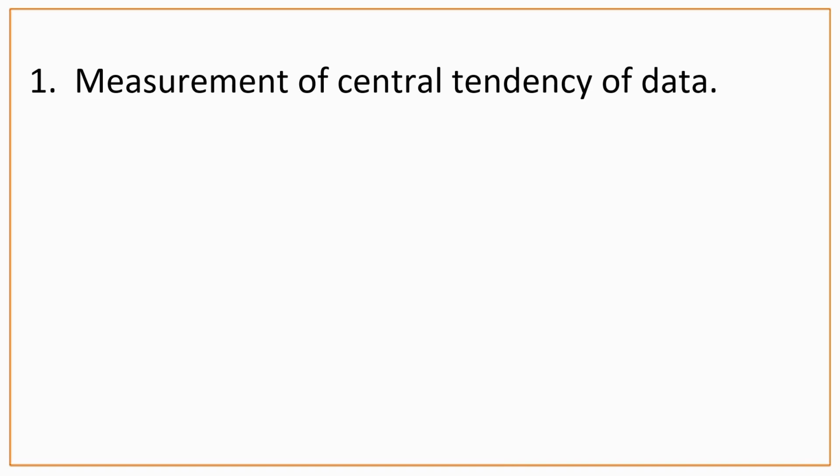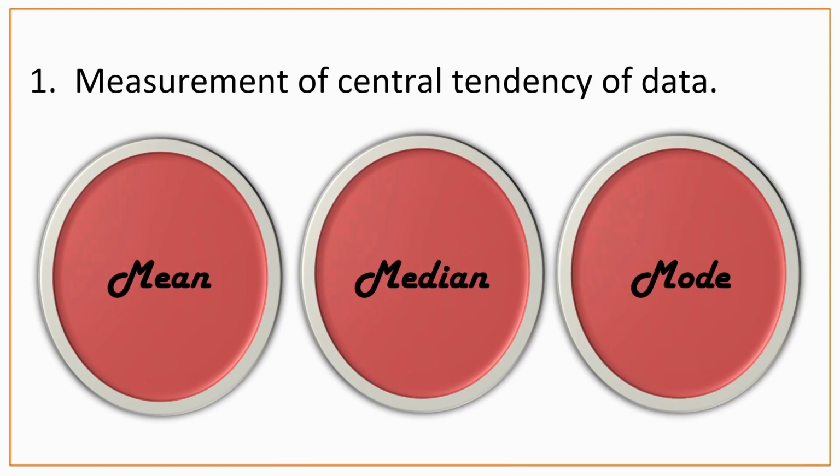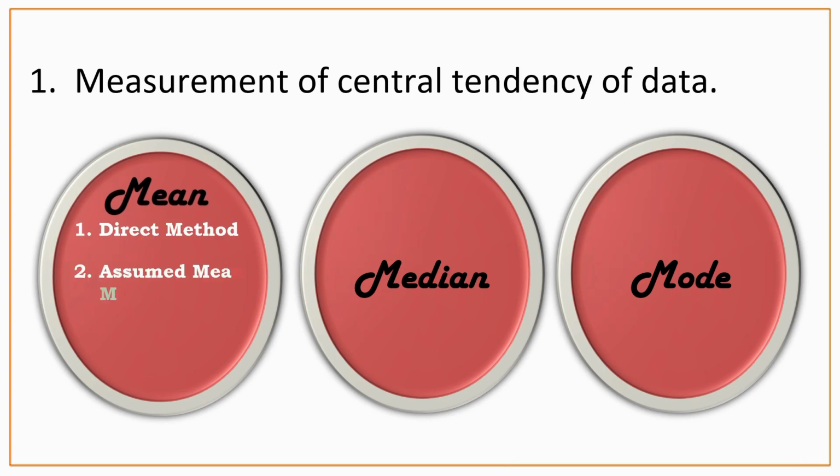Now coming to the measures of central tendency of data. There are three ways to measure the central tendency of data: one is mean, then median, and mode. In mean, there are three different ways we can find the mean. One is the direct method, the second one is the assumed mean method, and the third one is the step deviation method. We will learn each topic in detail, and also we will solve some problems to understand this topic.